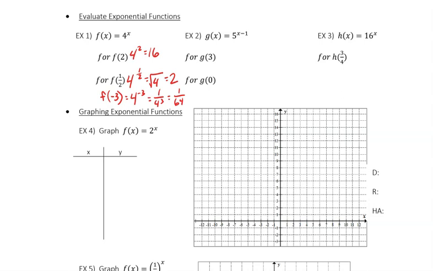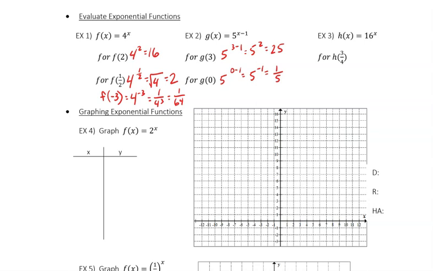Okay, let's try some more on a different one. So 5 to the x minus 1 for g of 3. So we plug in 3. It's going to be 5 to the 3 minus 1, which is 5 squared, which is 25. 5 to the 0 minus 1 is going to be 5 to the -1, which, remember, just flip it upside down. So that'd be 1/5 to the first, or just 5. So 1/5 would be our answer for that one.